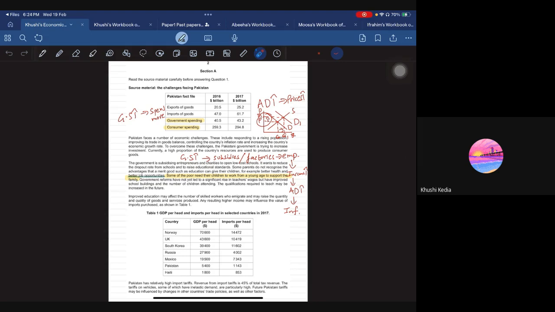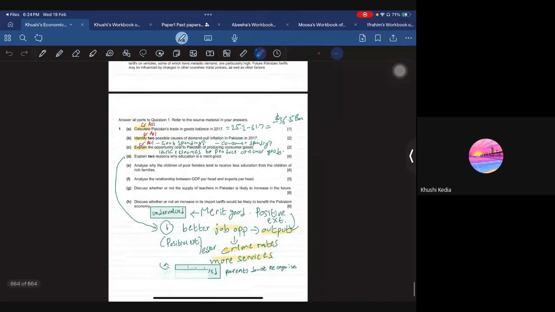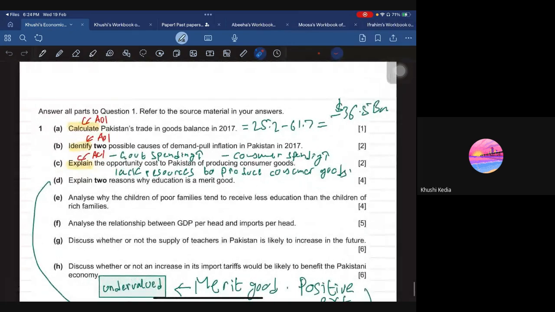Okay, so you said the children of poor families generally. The question was again: analyze why the children of poor families tend to receive less education than the children of rich families. Children of poor families generally need to work from a young age to support their families. Hence, they aren't given exposure to education, whereas children of rich families can afford to be educated from a young age. Then this cycle continues to occur.